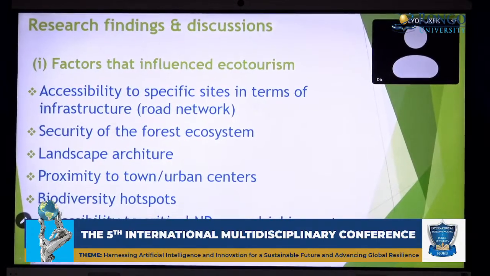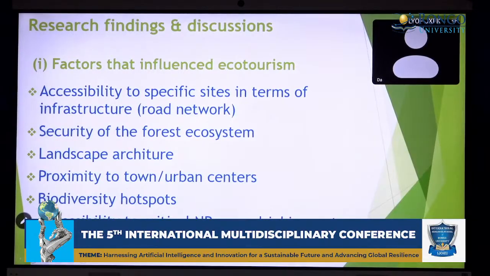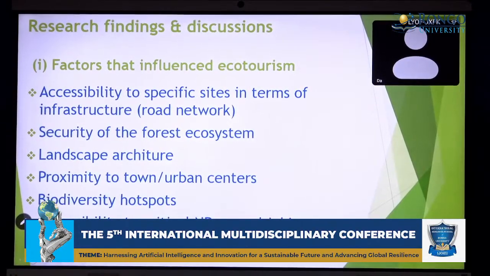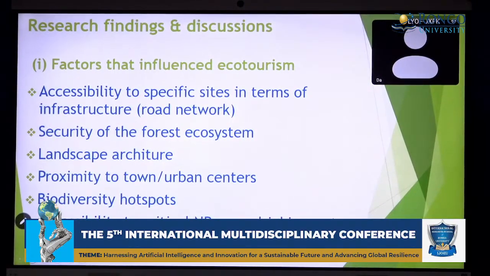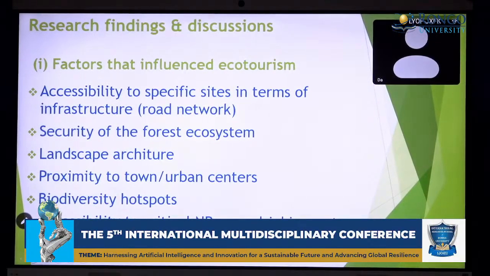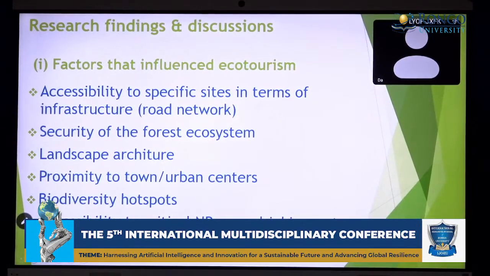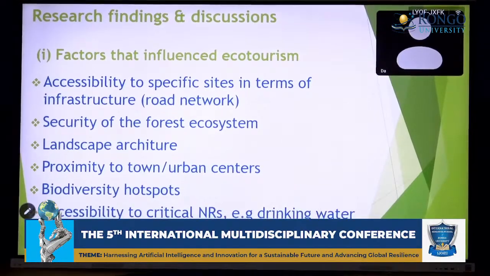We looked also at the landscape architecture and proximity to urban centers nearby. We also looked at what was considered as biodiversity hotspots, because in the forest ecosystem, there are certain areas that are critical, either because they are significant with respect to a particular animal biodiversity, or certain plant species that are critical. So this we identified as what we call biodiversity hotspots.